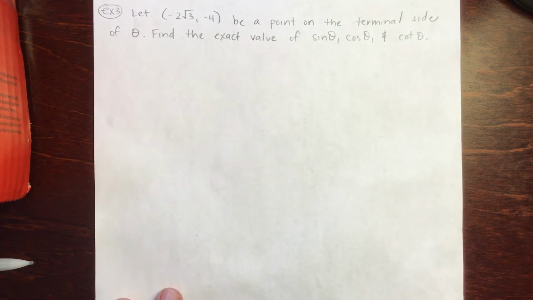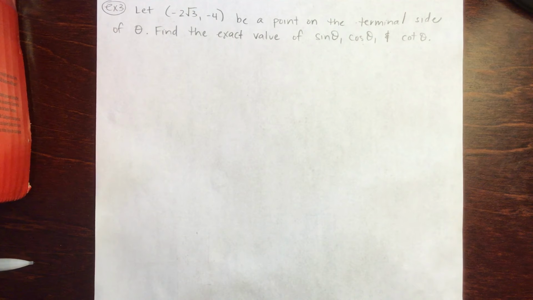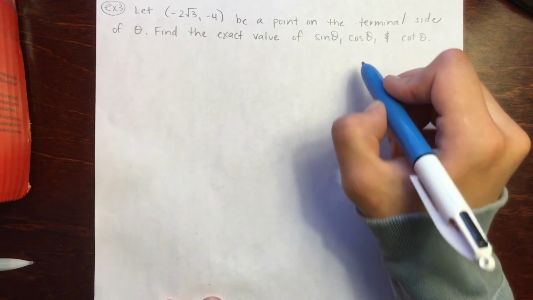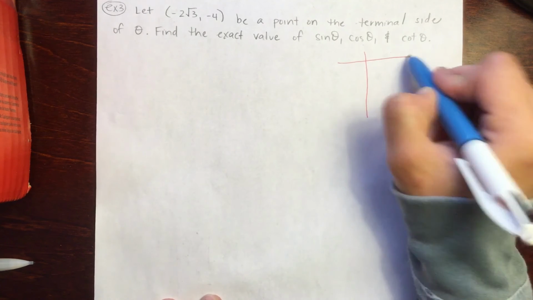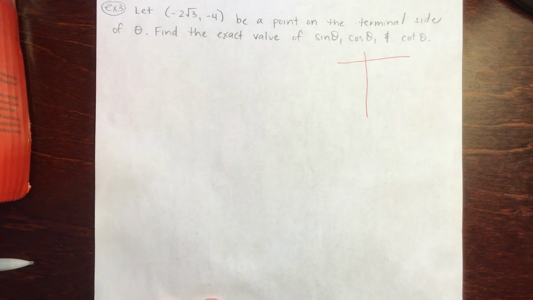Let's keep going and do another example. Again, it's completely worded differently. Let (-2√3, -4) be a point on the terminal side of theta. Find the exact value of sine theta, cosine theta, and cotangent theta. Okay, it matters how you draw your triangle. And this one's not as straightforward as the last example where they told us we were in quadrant 2, or the first example where it drew it for us.